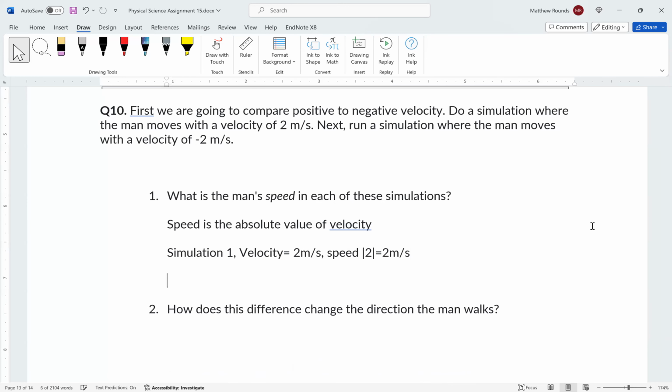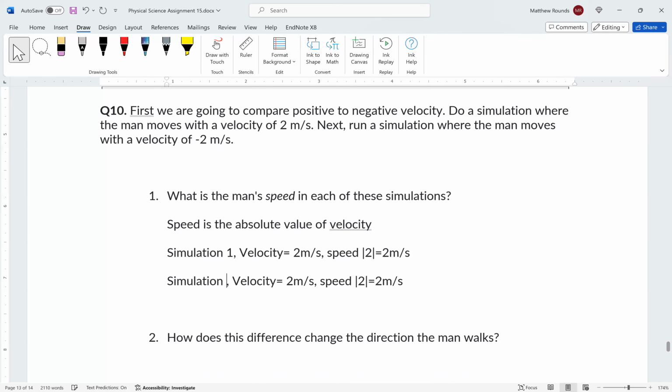Okay, now we're going to go for simulation 2. What was the velocity in simulation 2? Negative 2 meters per second. Okay, and what's the absolute value of negative 2? Absolute value always returns positive. Yeah, it's going to be 2, sorry.